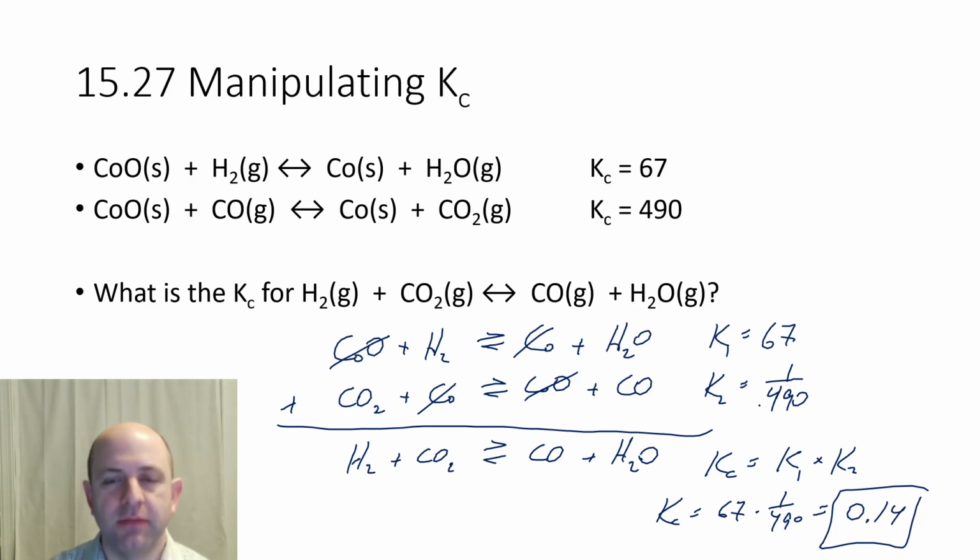All right, so that's how you can manipulate the equilibrium constants. If you reverse a reaction, it becomes the reciprocal. If you double a reaction to make balancing work out, then you square it because it would be K1 times K1 again. So, K1 squared. You can think of it that way.